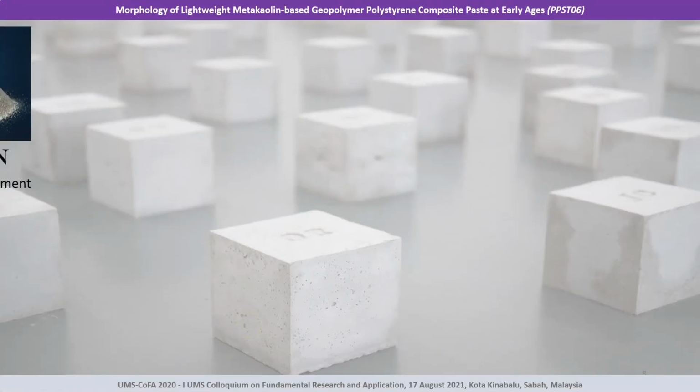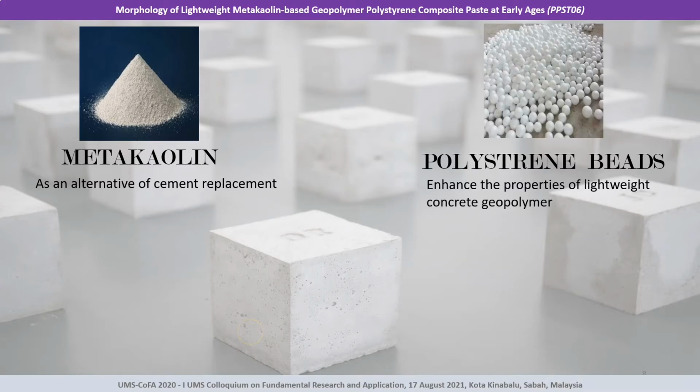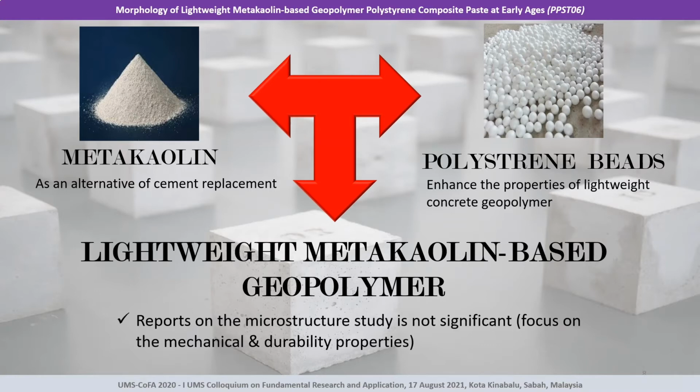From previous studies, it shows that metakaolin can act as an alternative cement replacement because it can produce high strength and high durability of geopolymer concrete. Meanwhile, polystyrene beads can enhance the properties of lightweight geopolymer concrete. The combination of metakaolin and polystyrene beads can produce lightweight metakaolin-based geopolymer. However, the number of reports on the microstructure studies of this material is not very significant because most of the studies focus on the mechanical and durability properties of this concrete.